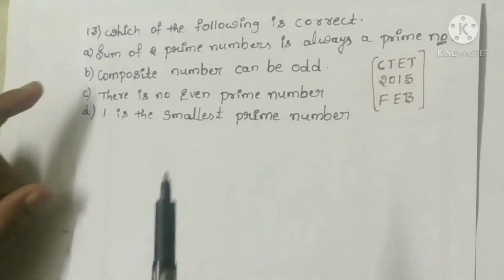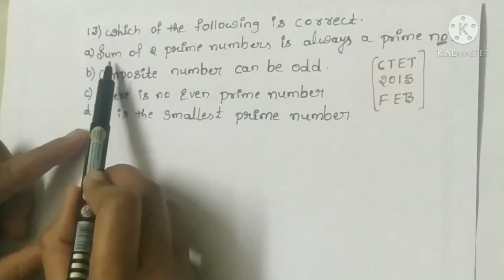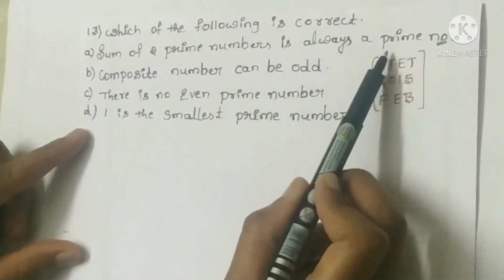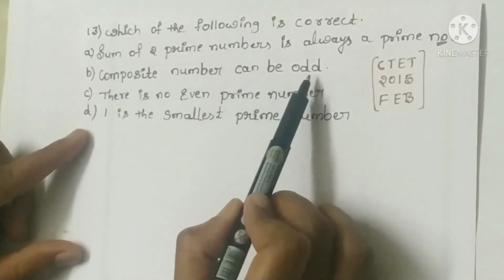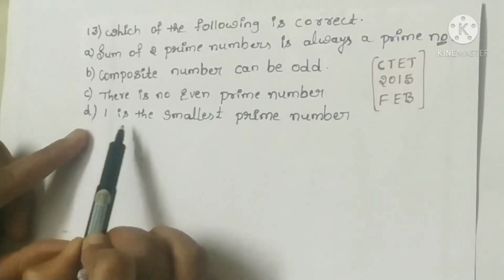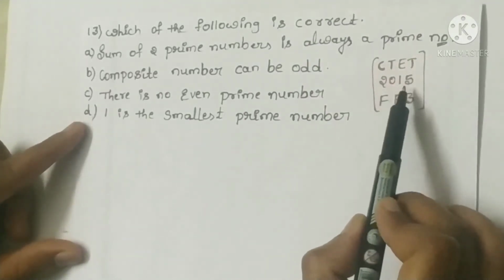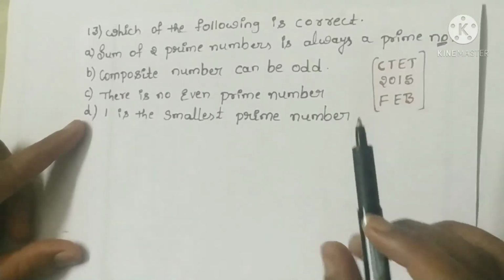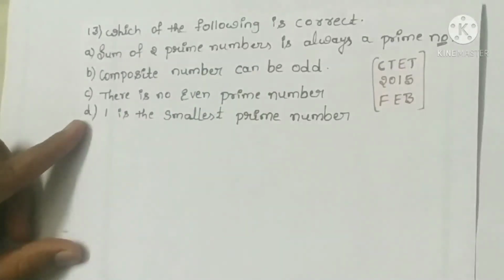Question number 13. Which of the following is correct? Option A: Sum of two prime numbers is always a prime number. Option B: Composite number can be odd. Option C: There is no even prime number. Option D: 1 is the smallest prime number. This question was asked in the 2015 CTET examination. I already explained the definition of a prime number in my previous videos. If you want, please go through it. The link is provided in my description box.